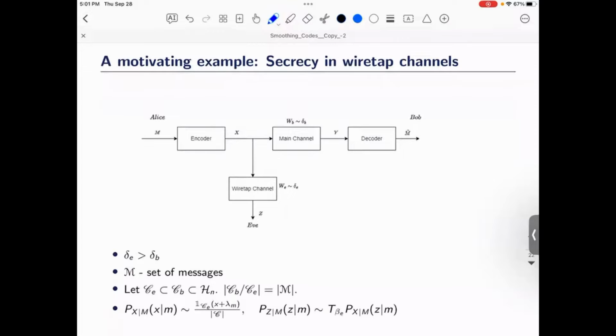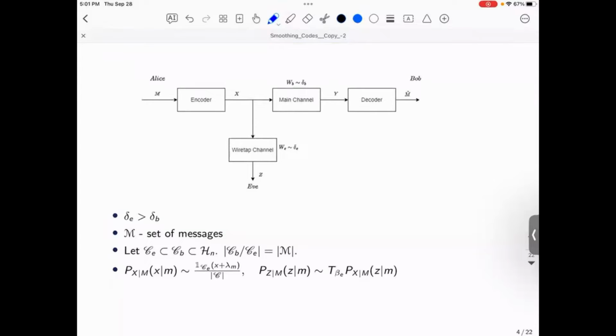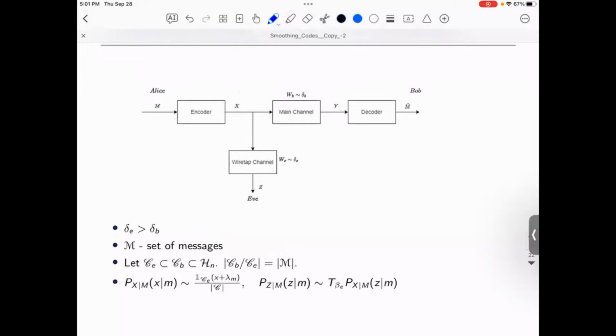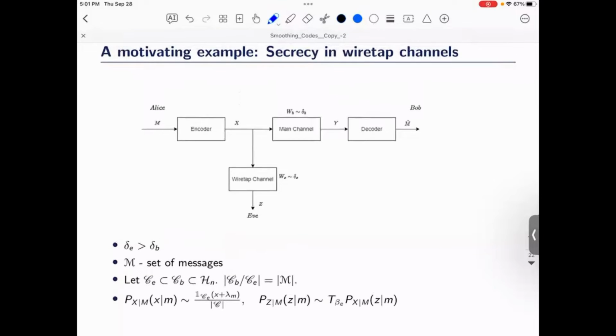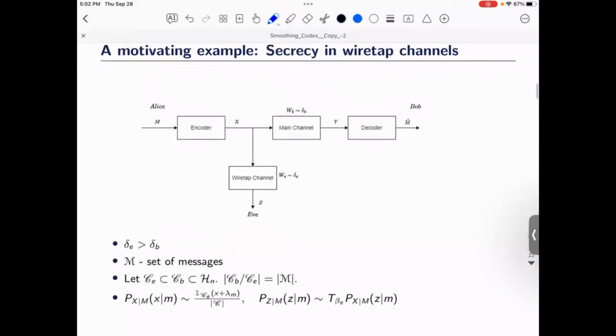Here, Alice wants to send a message to Bob on the main channel, but the problem is there's an eavesdropper who is trying to infer the message sent by Alice. The main channel and the wiretap channel are both modeled by binary symmetric channels, and we assume that the noise level in the main channel is less than in the wiretap channel. So we are going to build an encoding-decoding system that guarantees secrecy. How do we do that?